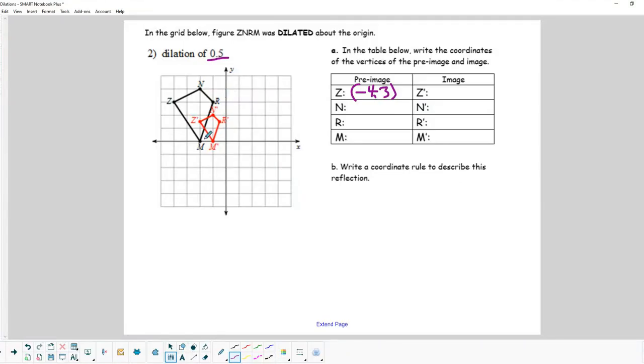N is negative 2, comma 4. R is negative 1, comma 3. And M is negative 2, comma 0.